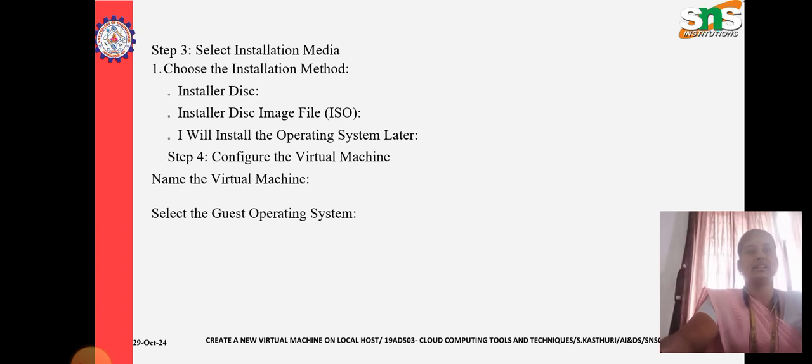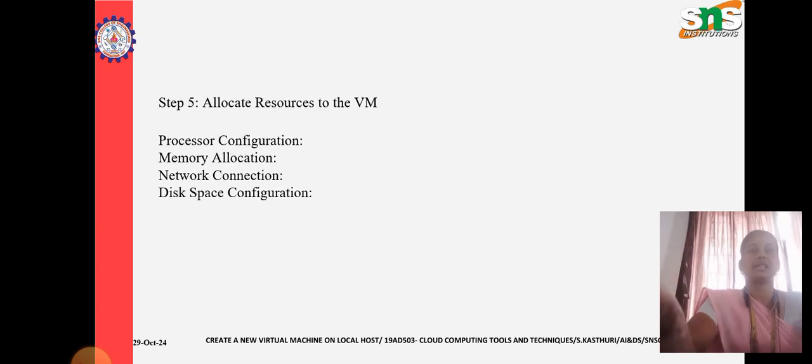Allocate resources to the VM. Processor configurations: specify the number of processors and cores. For better performance, consider allocating more cores if our host machine supports it. Next one is the memory allocation. Set the amount of RAM to allocate to the VM. A general guideline is Windows 10 at least 4 GB recommended. Linux varies by distribution but typically 2 GB or more.